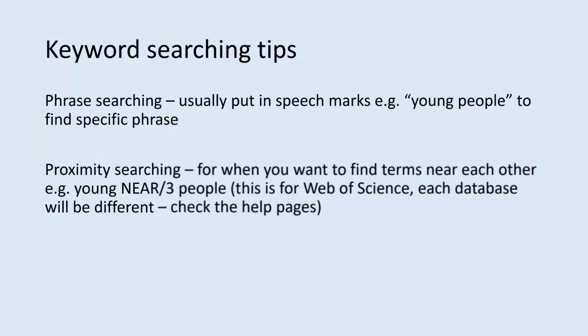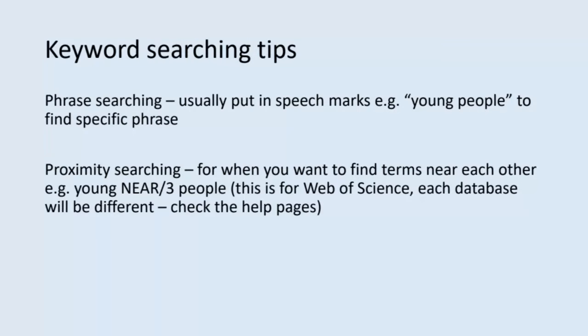So for instance, in some databases, if you just typed young people without the speech marks, you could find young in one sentence and people in another sentence, maybe 15 spaces away. That creates irrelevancy in your search results that you can avoid. One thing you have to be careful about using the speech marks is if you're too specific, you could miss out on relevant papers. So if you searched "young people" in speech marks, you'd miss out papers about young British people.